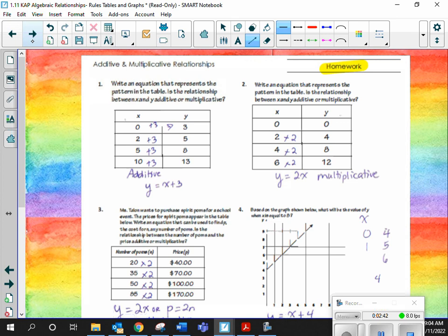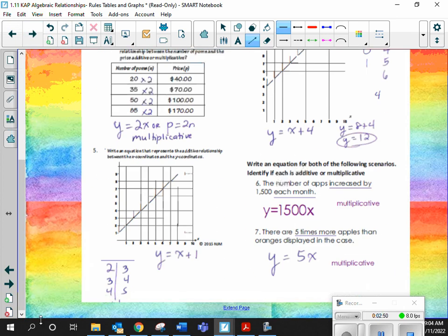Yes, sir. Number 6, the first one, it says on the key that it's multiplicative, but shouldn't it be additive? So let's look at it. That was the one that we as teachers even talked about. We were like, okay, number 6 says the number of apps increases by 1,500 each month. Okay, so let's discuss why that's multiplicative.